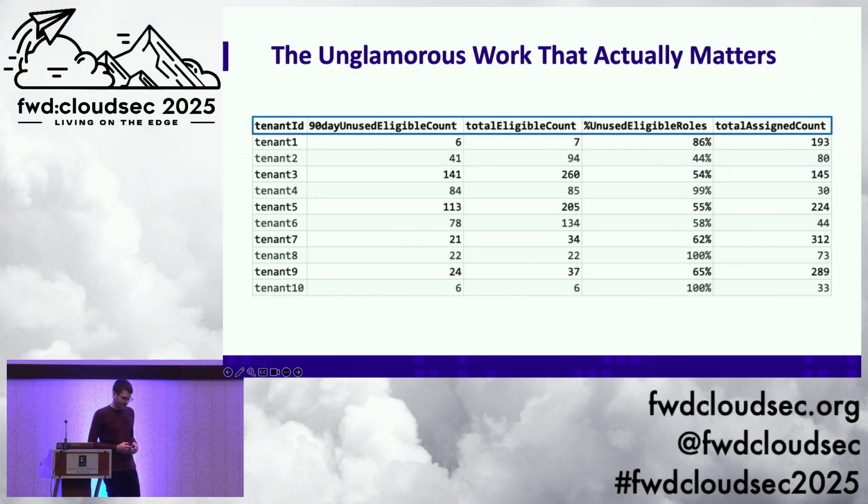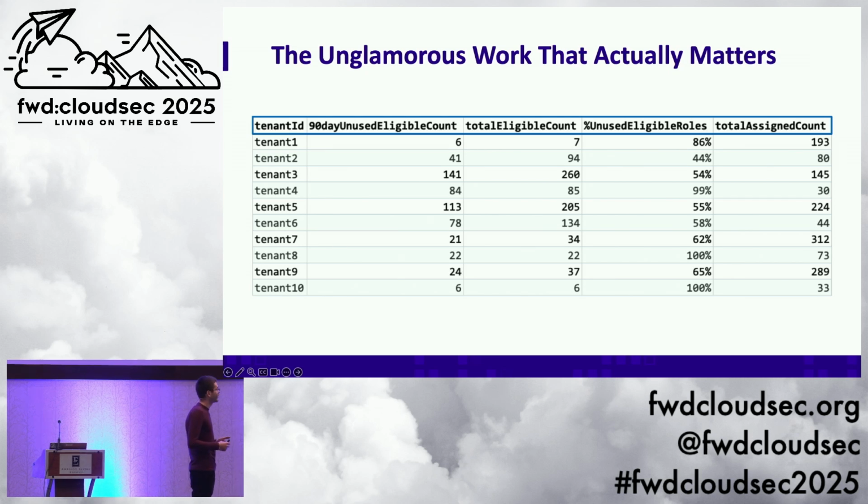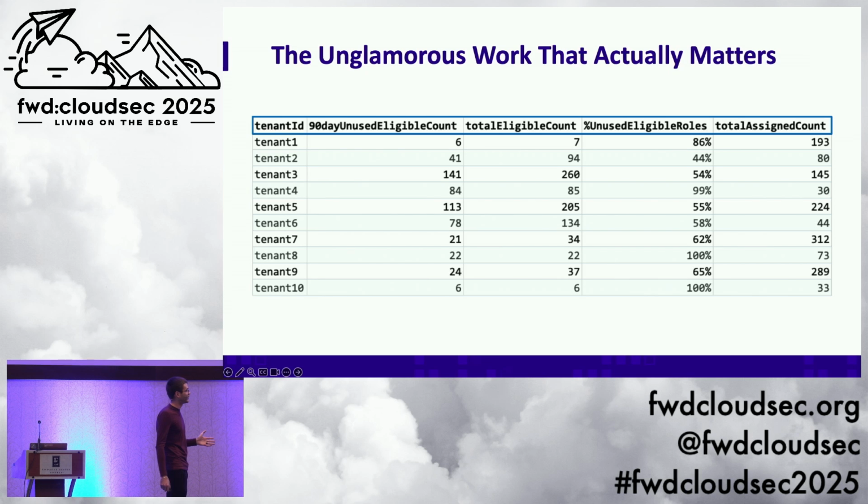And then finally, I'll come back to this. So the unglamorous work that actually matters. What am I getting at when we talk about this? Well, we know we can see a whole lot of things that are going unused. We can assume that there's a whole lot more that are going unused in the direct assigned. And so at the end of the day, what matters?